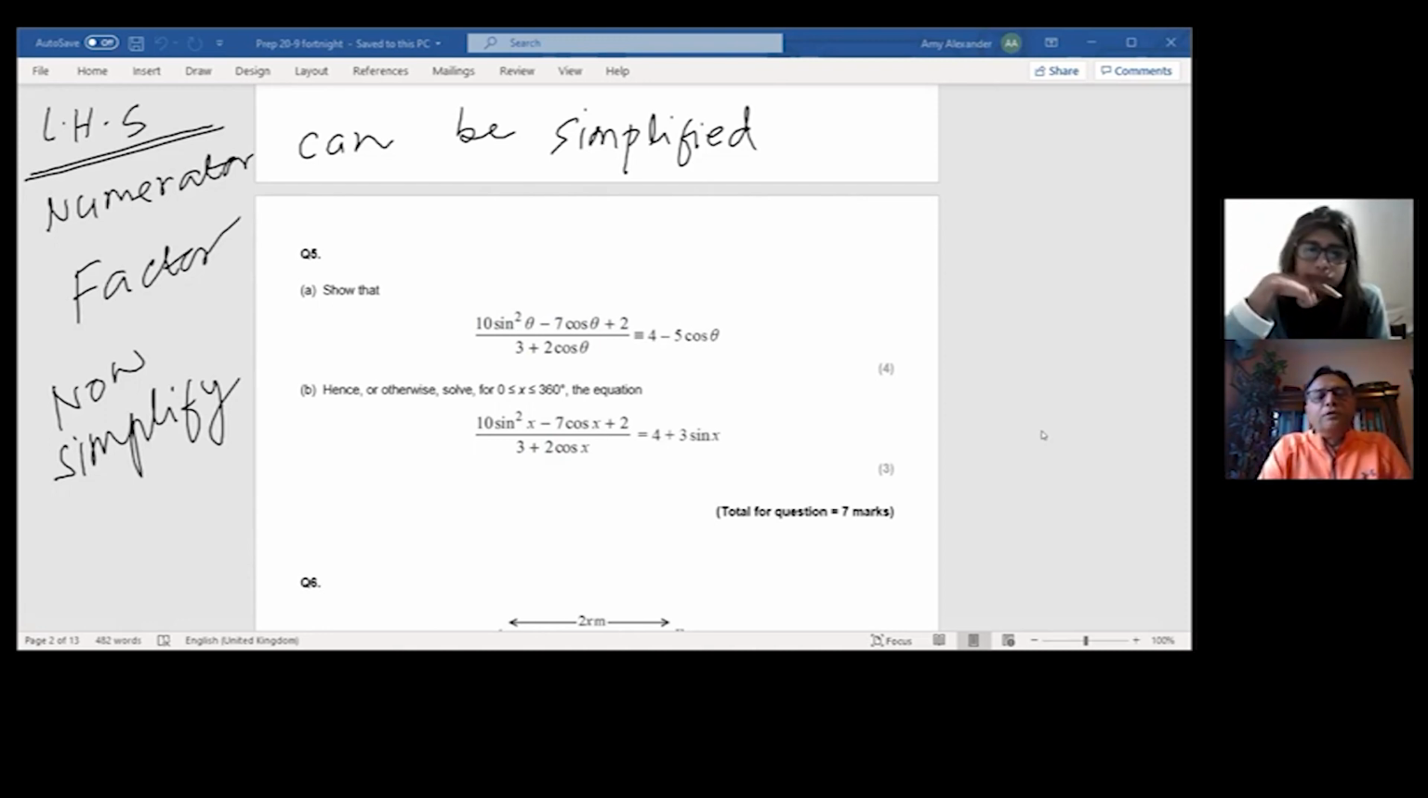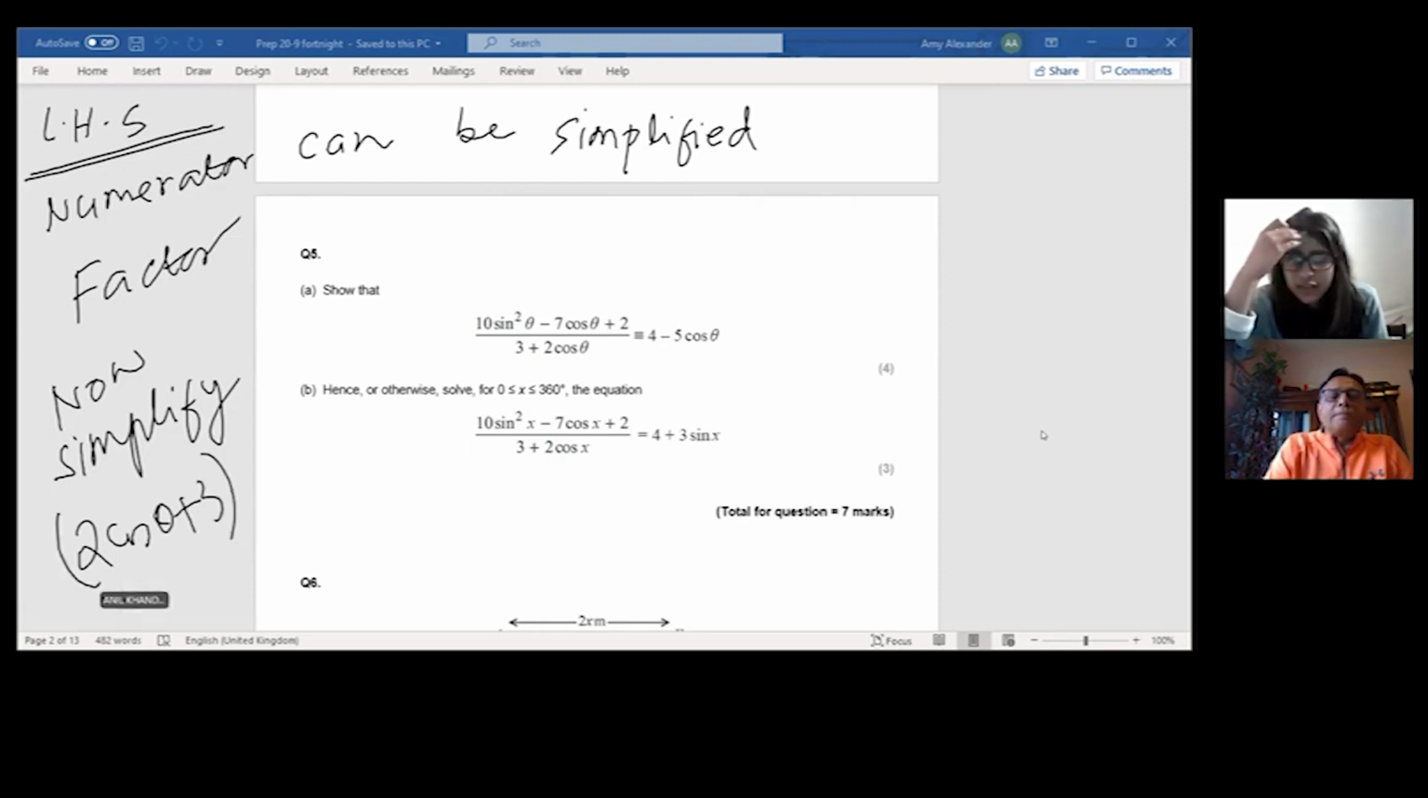Do you remember what was the common factor in the numerator? Did you write that? No. 2 cos theta plus 3. It just has to be that denominator, right? One factor got cancelled. So that one, did you write? Yeah, that was that one. 3 plus 2 cos theta. The 3 plus 2 cos theta is okay.